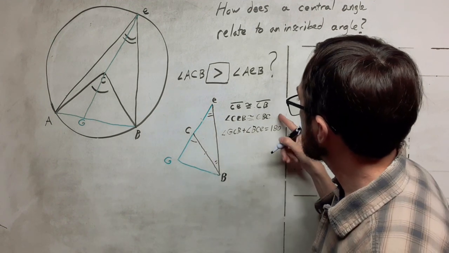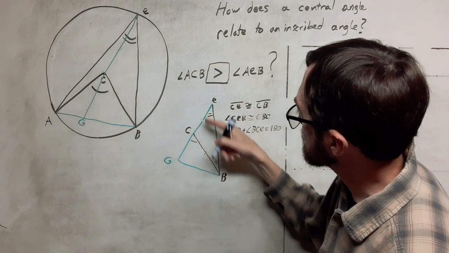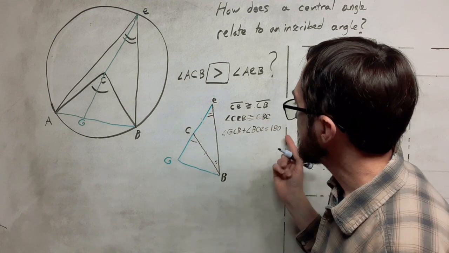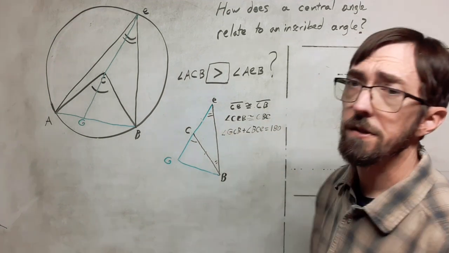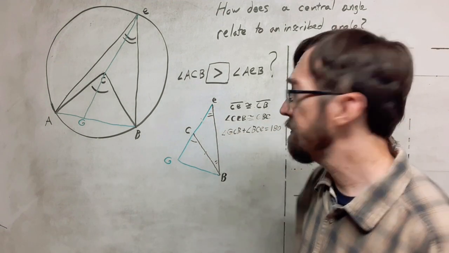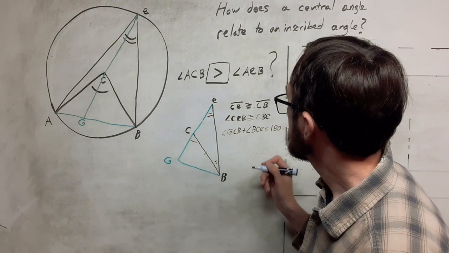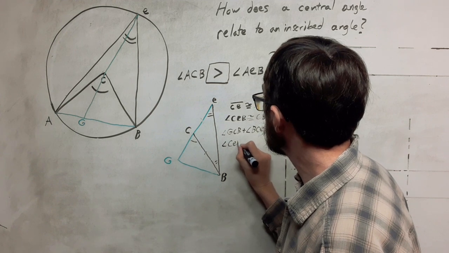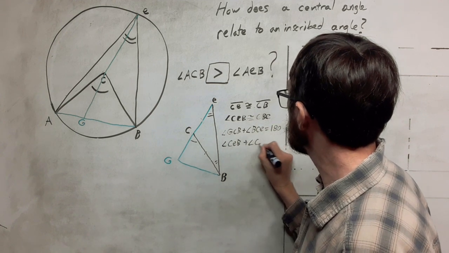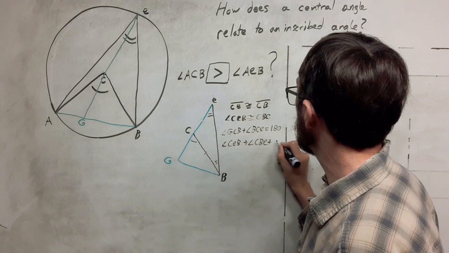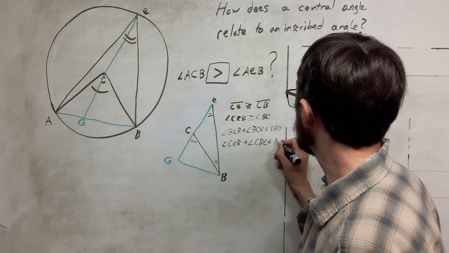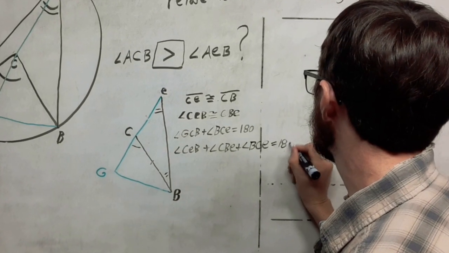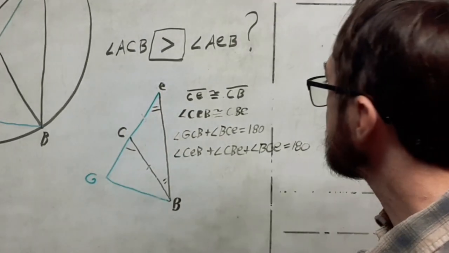This triangle, which we've identified as isosceles because we have these 2 congruent sides, has 3 interior angles that also equal 180 degrees. That is the triangle angle sum theorem. So extending this a little bit, CEB plus CBE plus ECB, BCE is also 180 degrees.